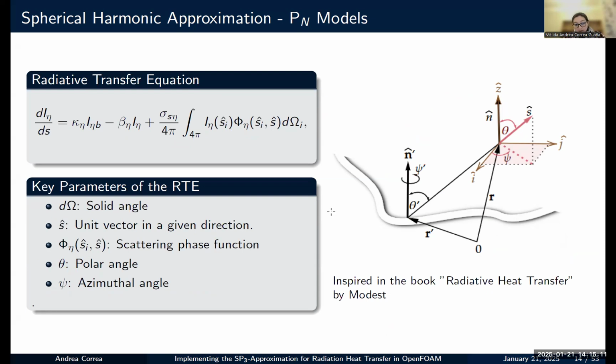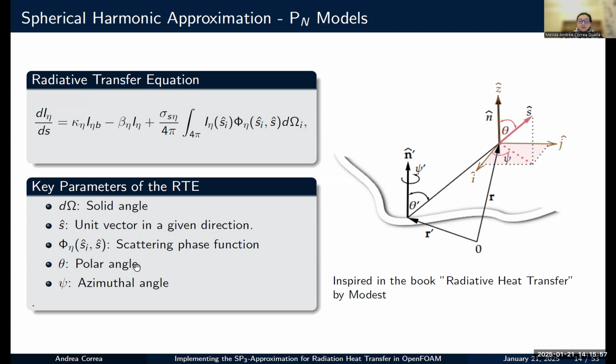Now, these characteristics are determined by the solid angle, which represents a portion of three-dimensional space from a reference point. The next is the unit vector in a given direction. This we can see here. This defines the direction in which radiation propagates. The other is the scattering phase function. This describes how radiation scattered from an original direction is redistributed to a new direction.